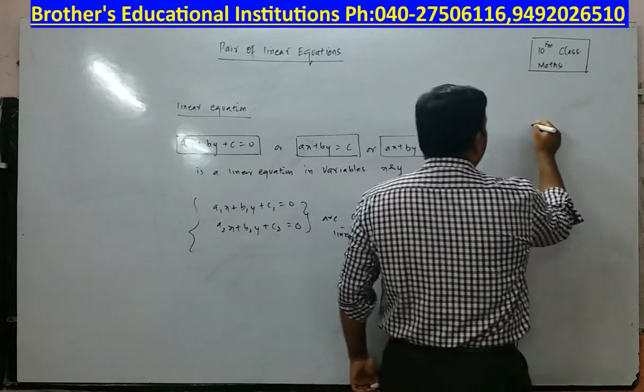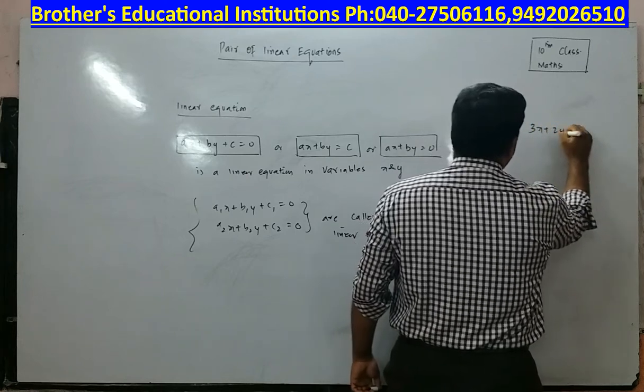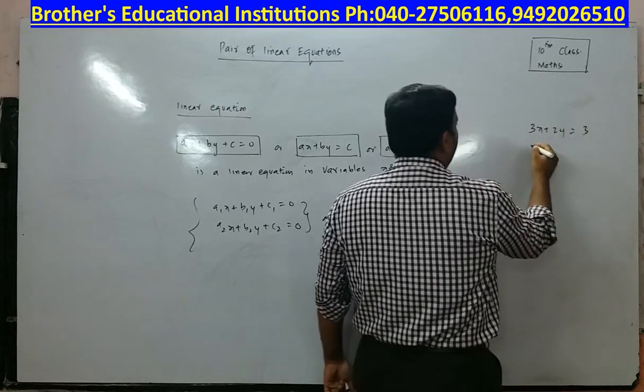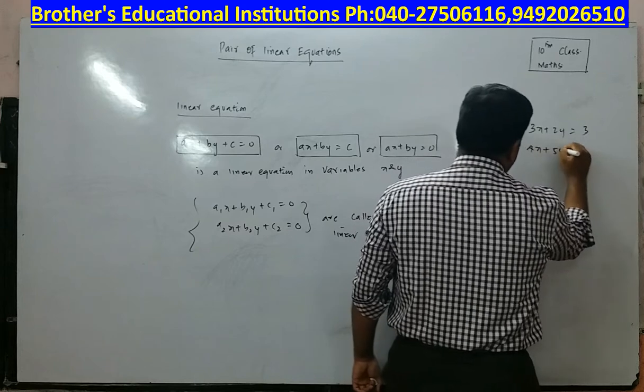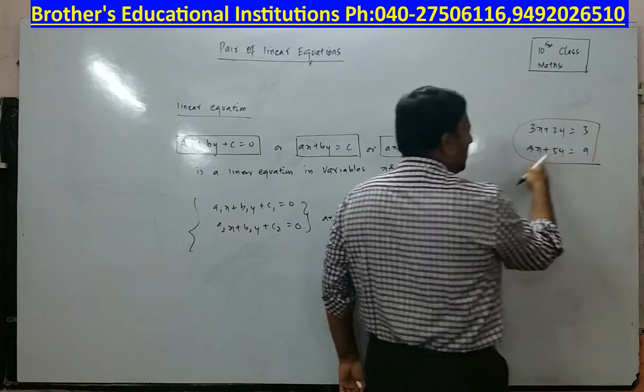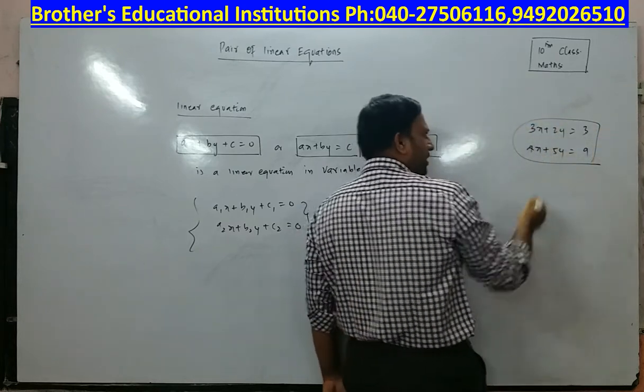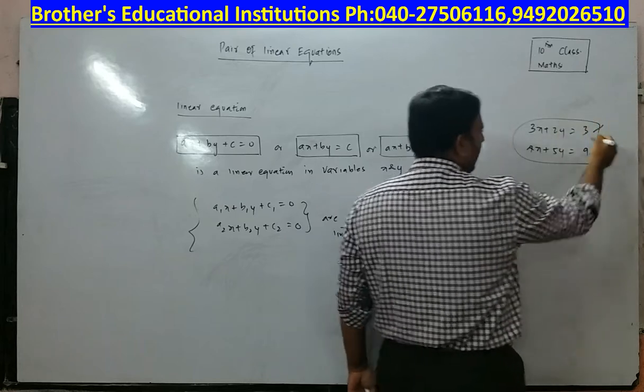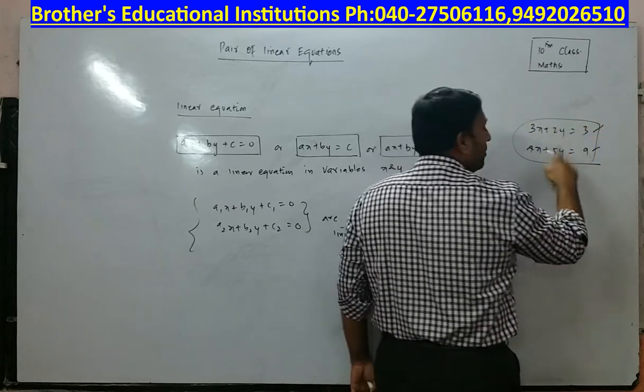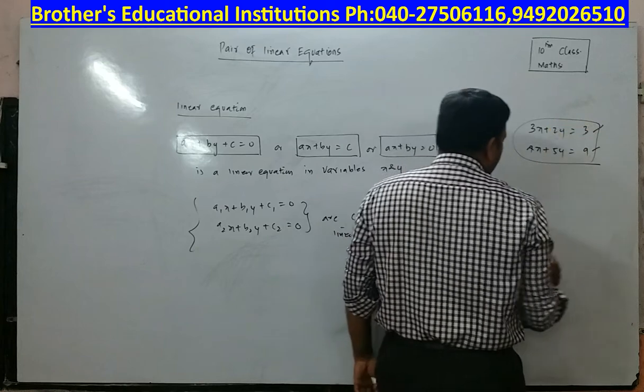If I write 3x plus 2y is equal to 3 and 4x plus 5y is equal to 9, can I call them a pair of linear equations? Yes, because in the first equation and second equation, the same set of variables are involved. So this is a pair of linear equations.